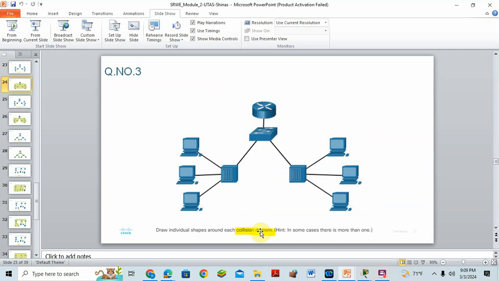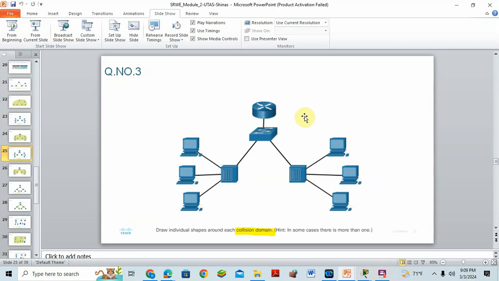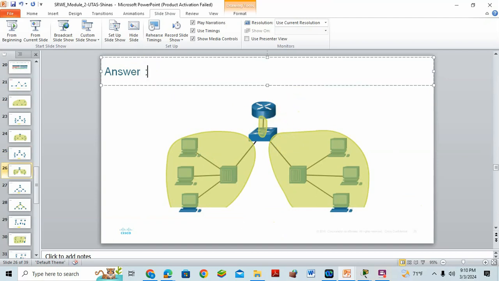Okay, now switch, what is the collision domain of a switch? See that table. If it is a switch network, the collision domain is the number of connections or cables to the switch plus router. So here the switch has how many connections? See, 1, 2, then one towards the router, so 3 is the collision domain. Do not count the hub links, because with hubs only one can send and receive at the same time, and that is already connected to the switch. So whenever you have switches, no need to count the links of the hub. Switch connections are enough. So the switch has 1, 2 and one towards the router, so 3 is the collision domain. So answer C, 1, 2, 3. You can write here the answer is 3.